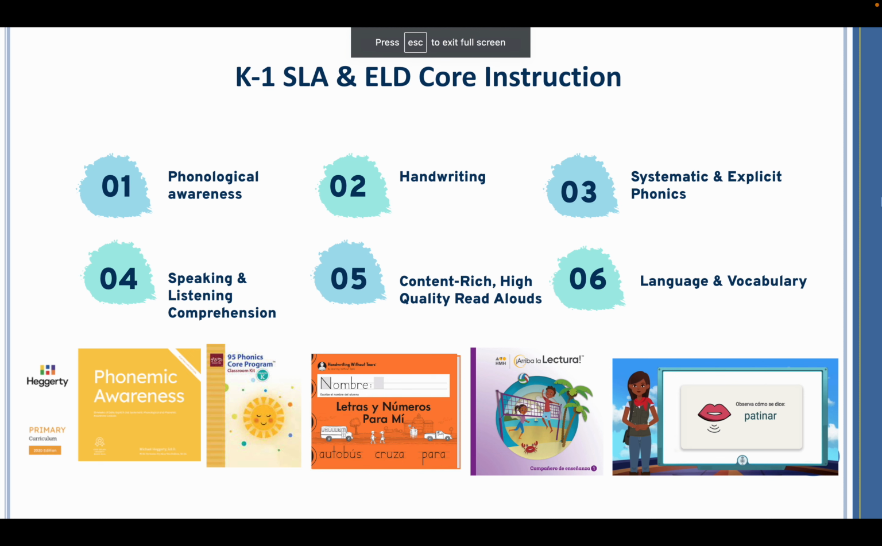In this slide, we have all of the resources that are available in English and Spanish for K-1 Spanish language arts and ELD core instruction. Our students practice phonological awareness, handwriting, and systematic and explicit phonics instruction in the two languages. We have opportunities to practice our speaking and listening comprehension. We have content-rich, high-quality read-alouds, and we focus on developing our students' language and vocabulary in the two languages.